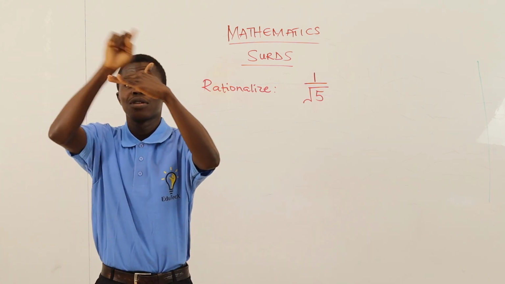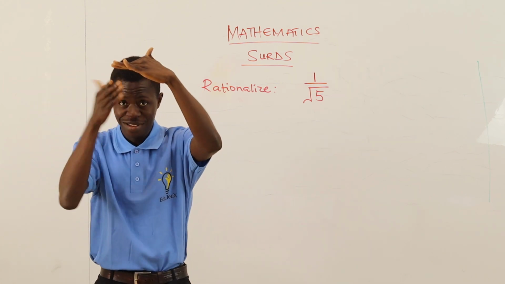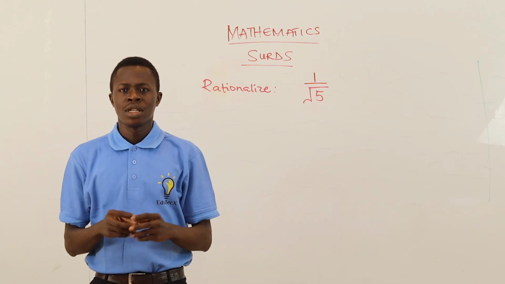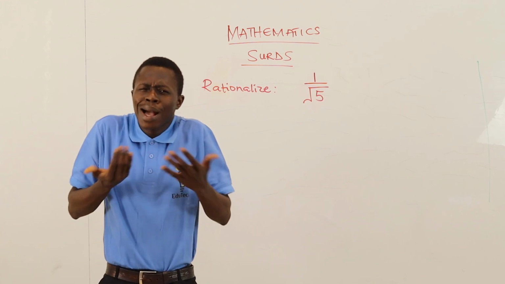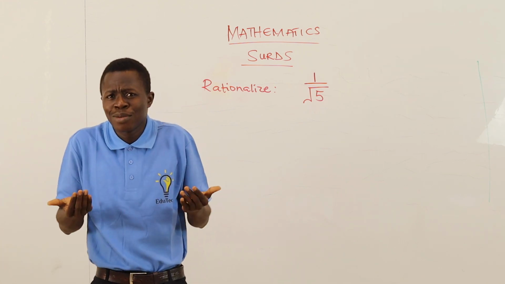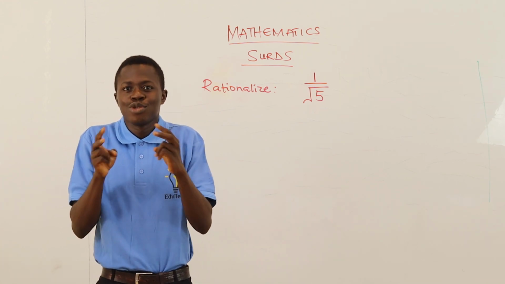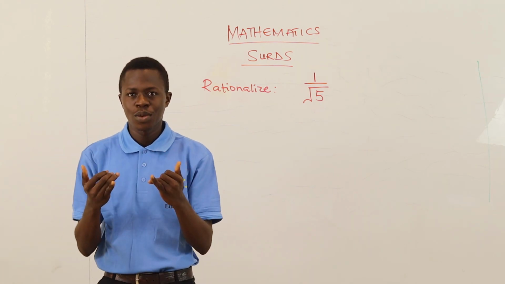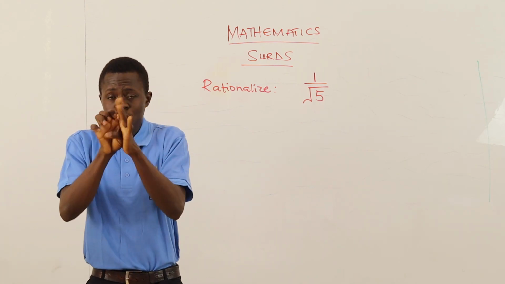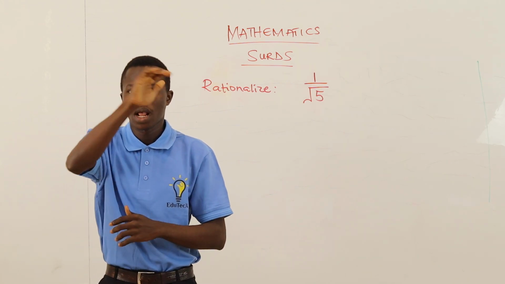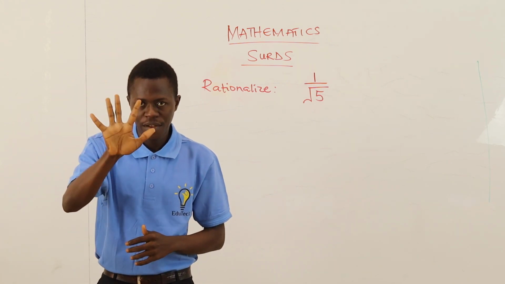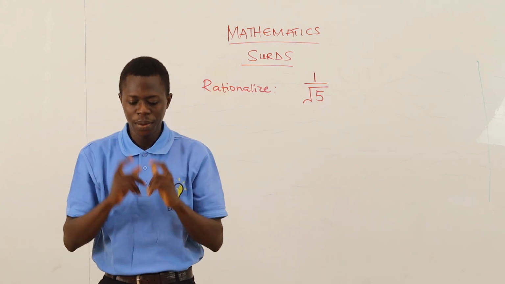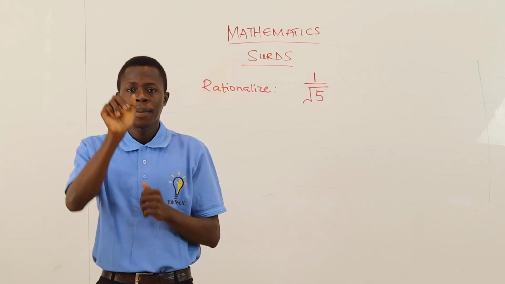So when we see the denominator with the square root sign, when we are simplifying, our aim is to remove the square root sign from the denominator. But the question is, how is it done? Follow me through in this lesson and then you'll get to know. So let's start with the example on the board. We are going to rationalize 1 divided by the square root of 5. So follow through with the steps.